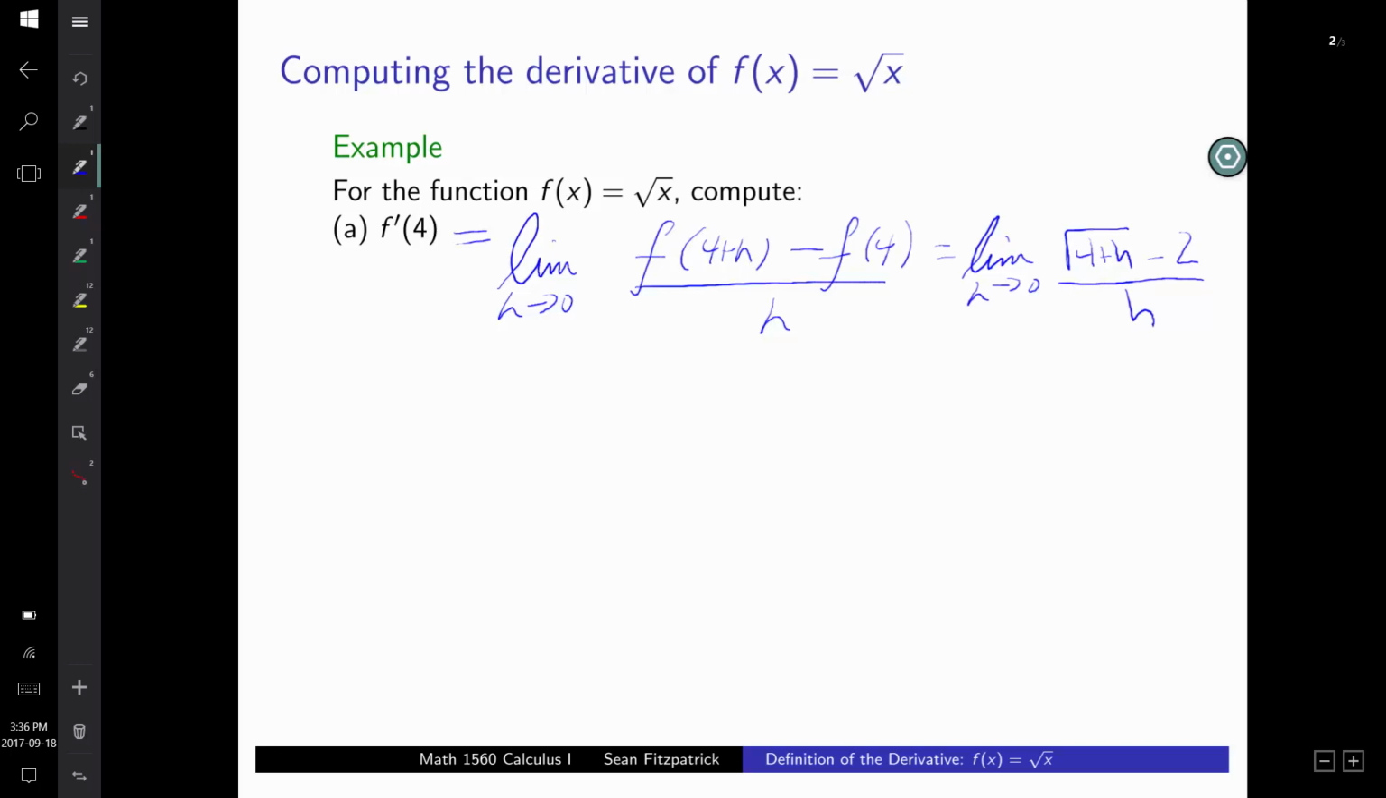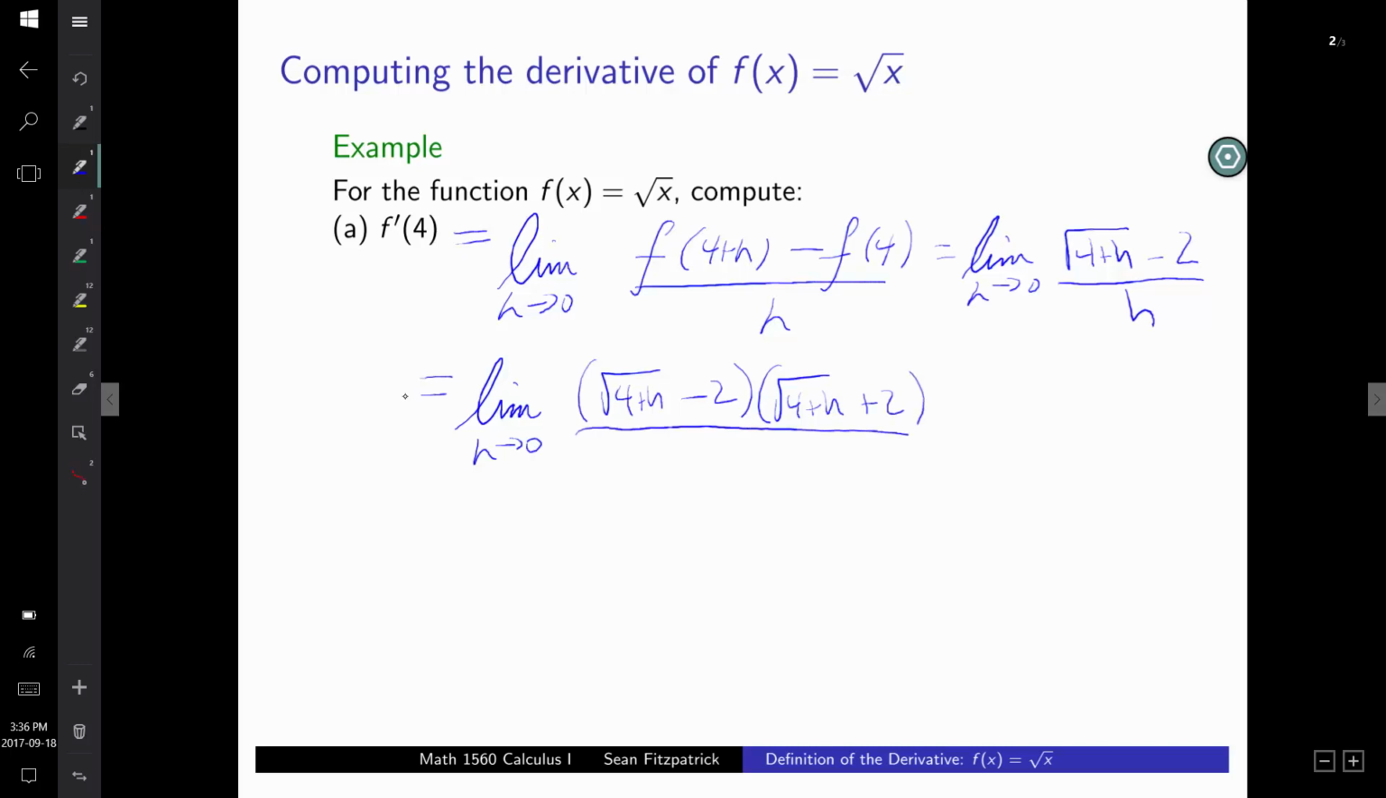As you expect, you get a 0 over 0 limit, so we have to do some algebra to get our answer out. So what do we do whenever we see a square root? Well, one of the things we always try is whether we can rationalize. So let's see what happens. I take root 4 plus h minus 2. I multiply by root 4 plus h plus 2. But of course, anything I do to the top, I must also do to the bottom if I don't want to change my limit. So now we multiply things out.